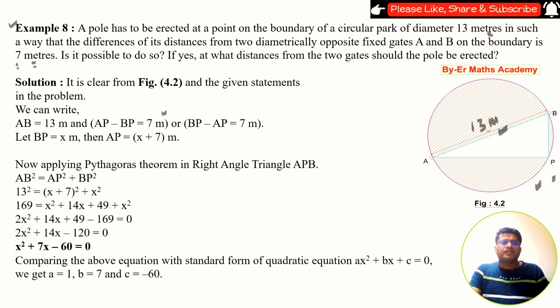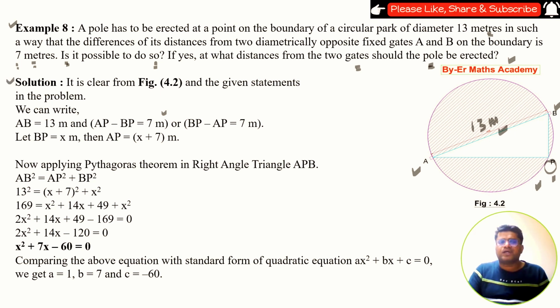Okay, student. Then it is saying it is possible to do so. If yes, at what distance from the two gates should the pole be erected? It means the problem wants to know the exact location of point P from gate A and from gate B. It means this problem requires the distance of AP and the distance of BP. Okay. Now we will discuss the solution.